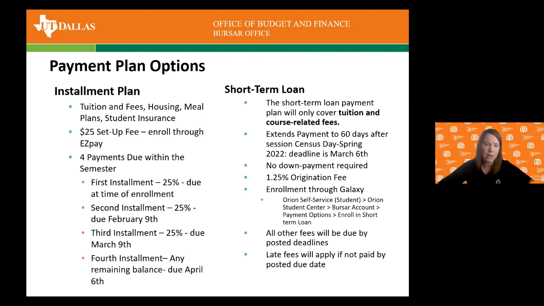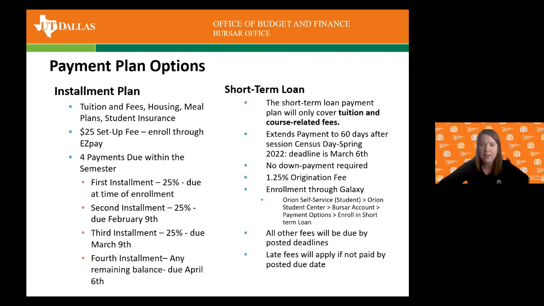Let me give you a quick example. I'm going to go with a very easy one. Let's say everything together is $10,000, and you set up the installment. It's going to divide that by 4, so that'd be $2,500 per payment, and it's going to ask for the first payment up front at that time, and then you would owe $2,500 for each of the next 3 payments.